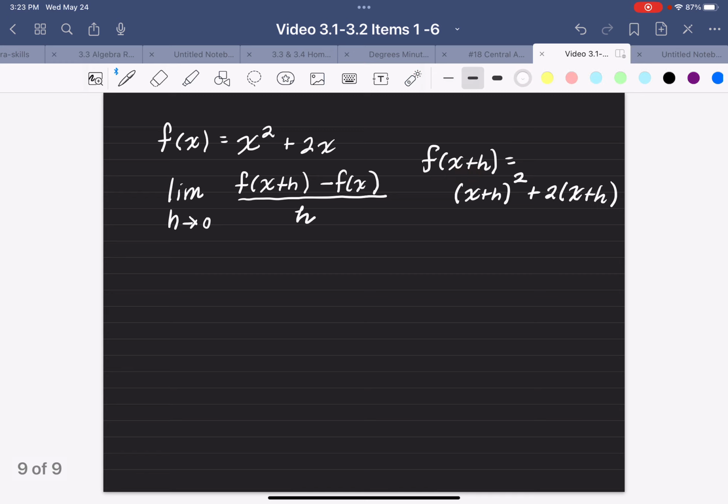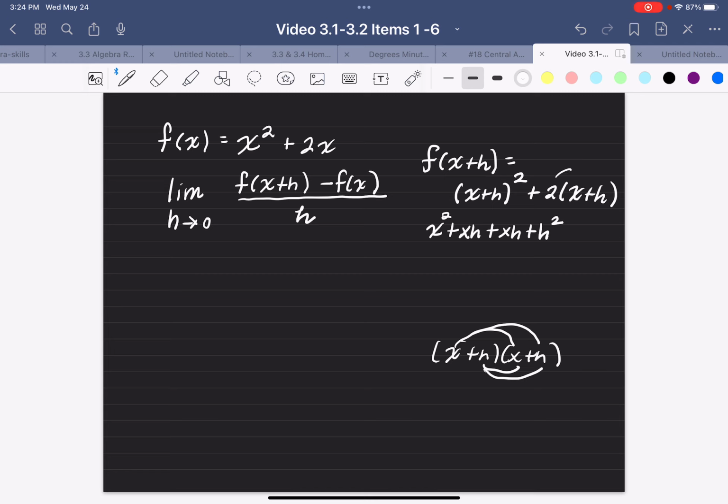All right, so that's going to give me x squared plus xh plus xh plus h squared. Where did I get that? Well, I'm doing the full rule of x plus h squared. It's not just x squared plus h squared, it's x squared, xh, xh, h squared. Okay?